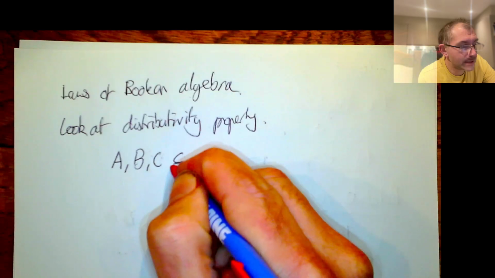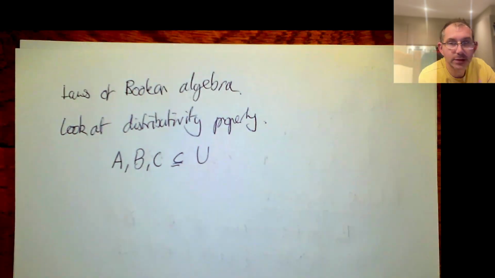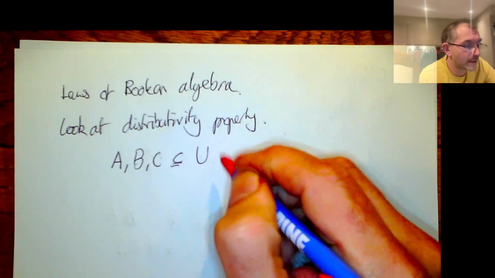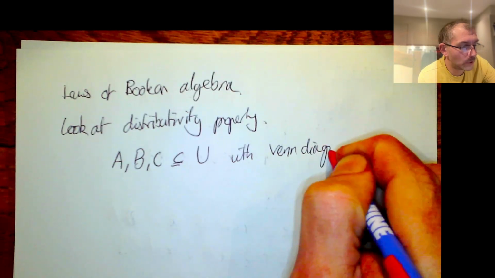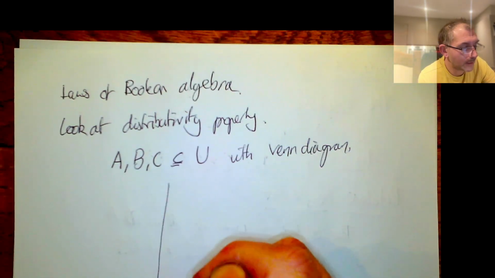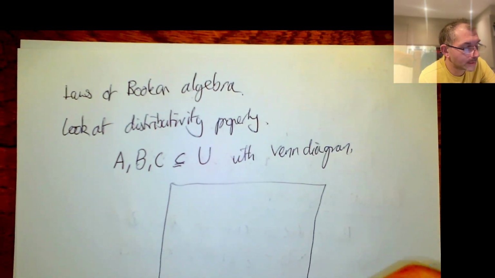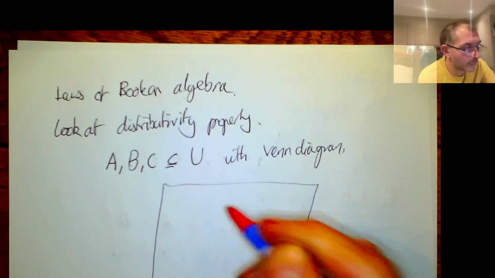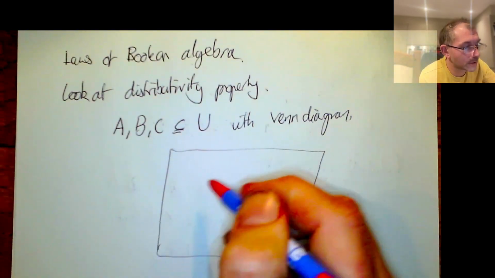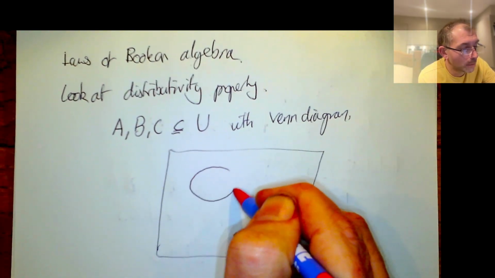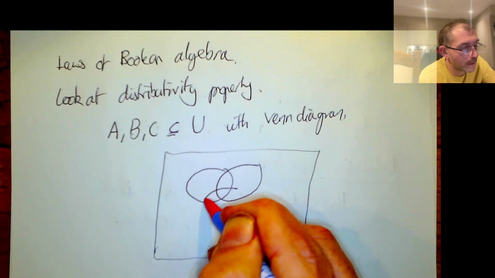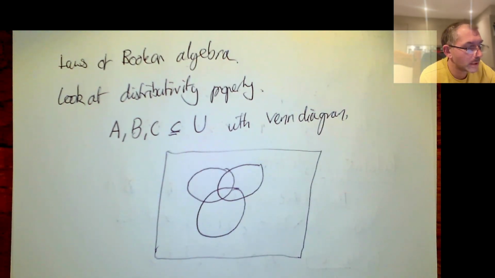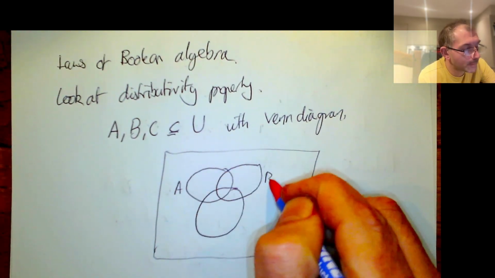So let's set it up formally. We've got three sets, A, B, and C. They're all going to be subsets of our universal set U. And let's draw their Venn diagram. The nice thing about having three sets is that you can draw them all as circles. As soon as you get to 4, you have to start making silly shapes to get all the possible inclusions. But for 3, we can rather nicely just draw them like that. And this will be my A, my B, and my C.